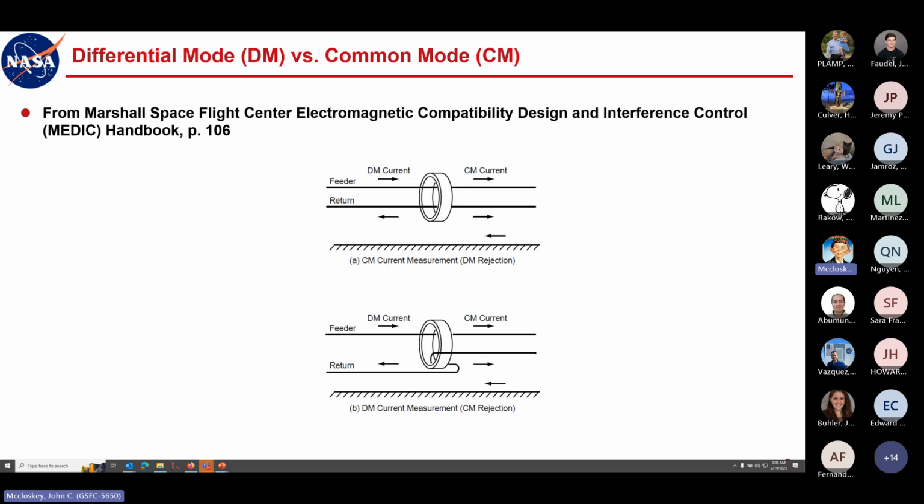So going back to what we call the MEDIC handbook, the Marshall Space Flight Center EMC Design and Interface Control Handbook. I think this dates from around 2000, maybe even earlier, maybe even the 1990s. So this is nothing new here. But in that handbook, they recommend directly measuring common mode currents. For a power interface, you run your feeder and return wires through the current probe in the same direction. That'll give you the common mode measurement.